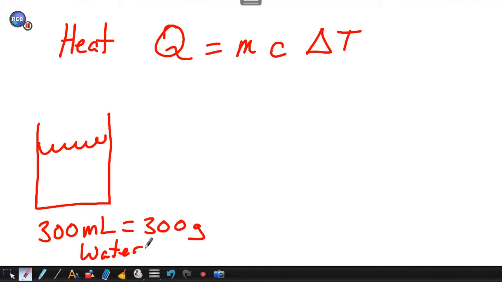Yeah. Okay. So we have some water, and we're going to take it out of the tap, and we'll say that it is 5 degrees Celsius, and we're going to make coffee, which means we want it to get up to 95 degrees Celsius. We want to know how much heat it takes to do that.